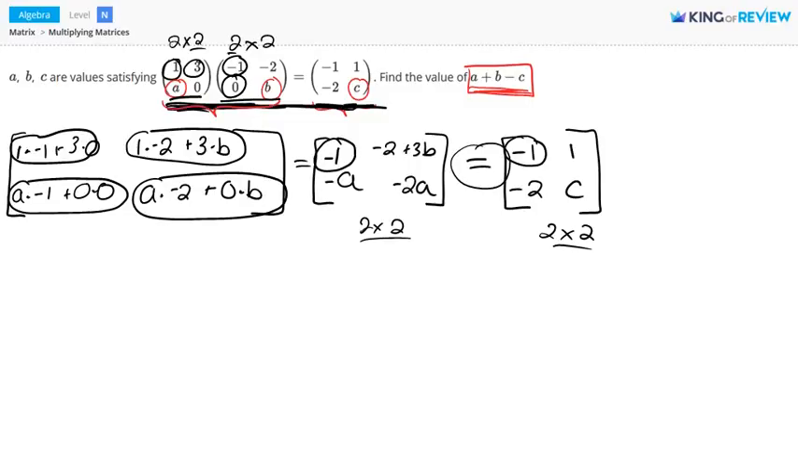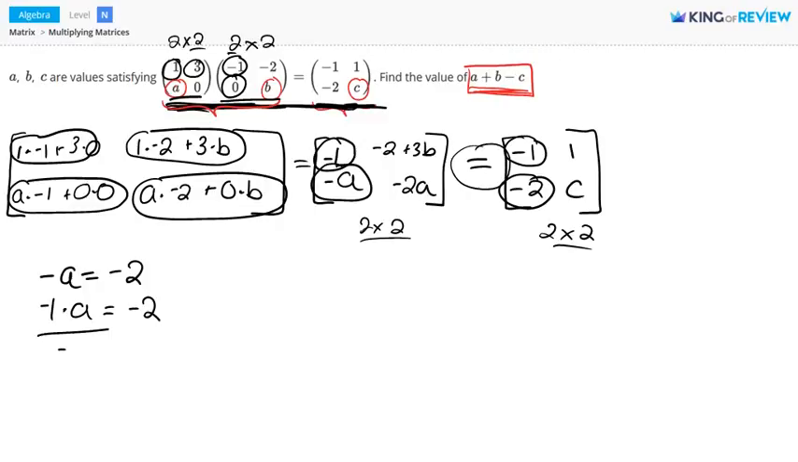So now let's set the other entries equal to one another. We have negative A is equal to negative 2. Let's go ahead and solve for A here. This is the same thing as negative 1 times A equals negative 2. So we'll divide by negative 1 on both sides, and we're left with A is equal to 2. So now we know that this value here is 2.